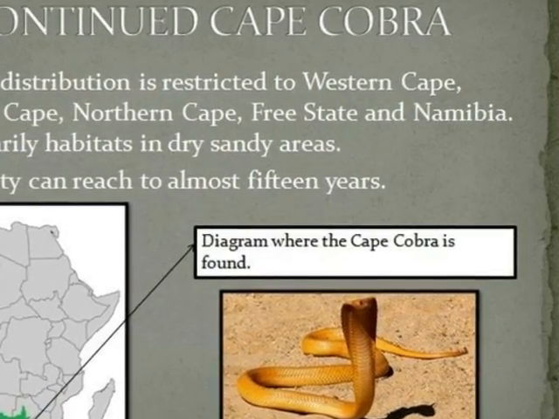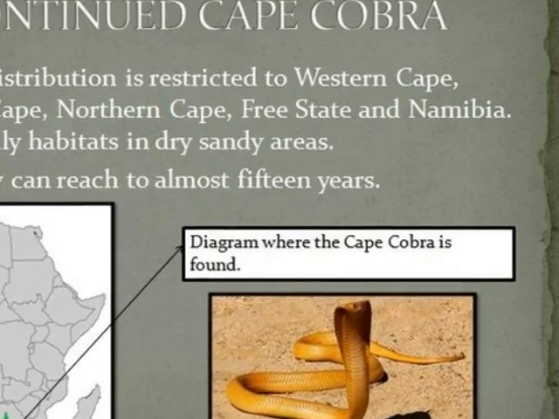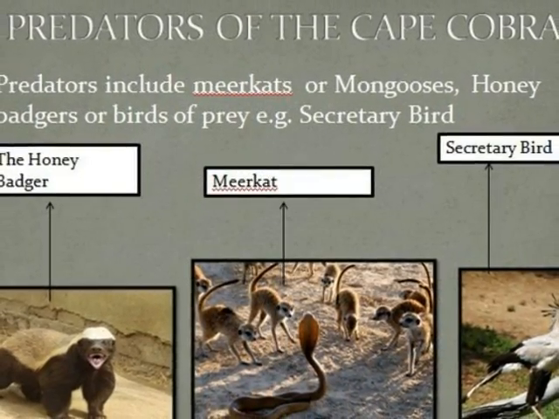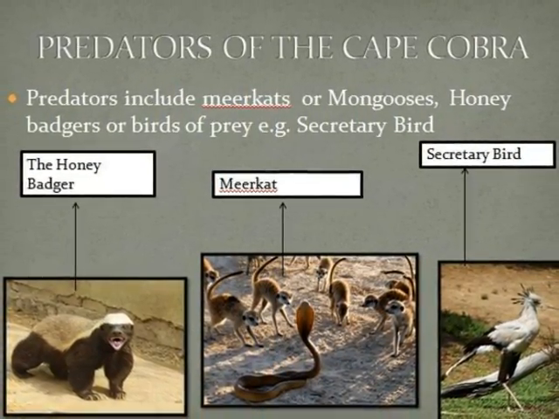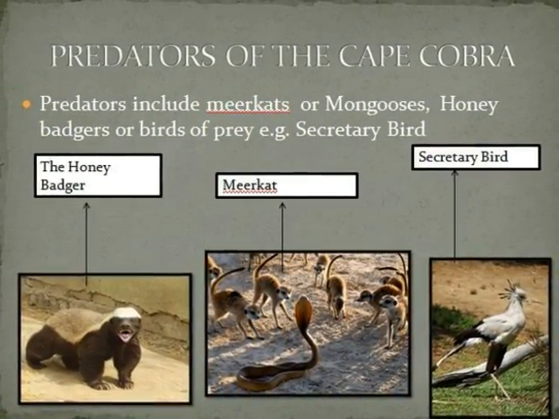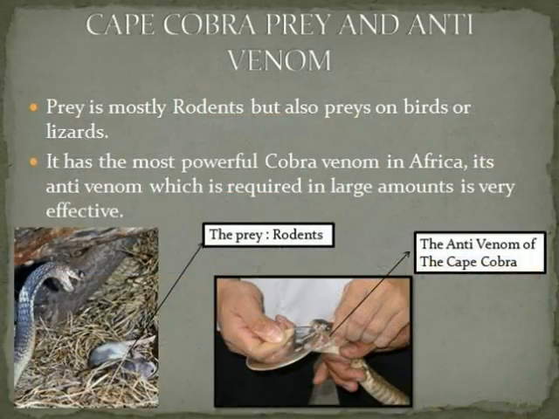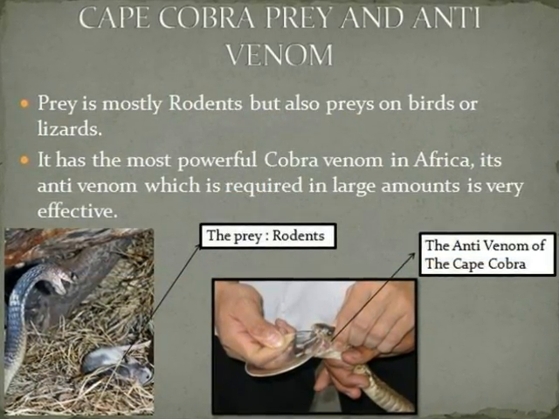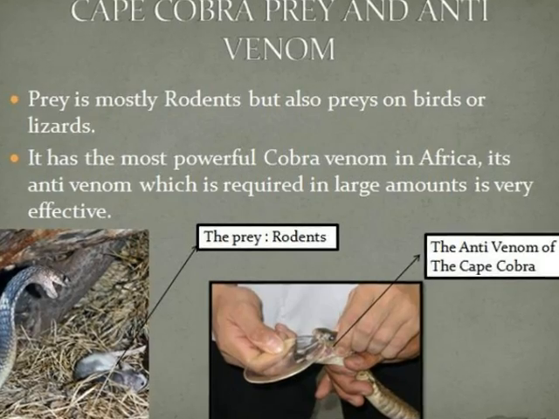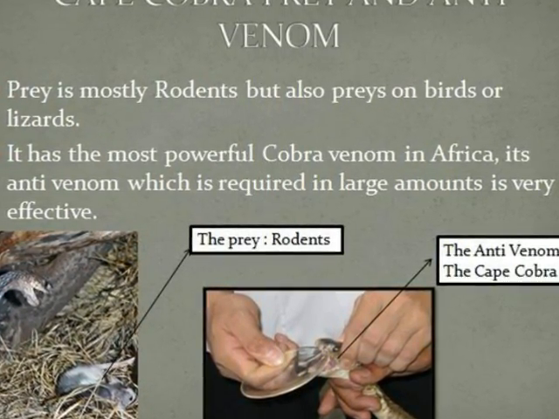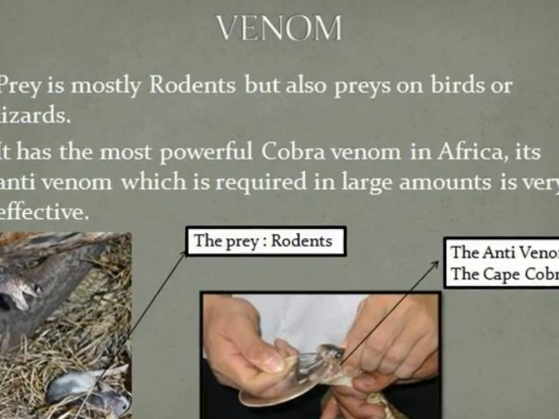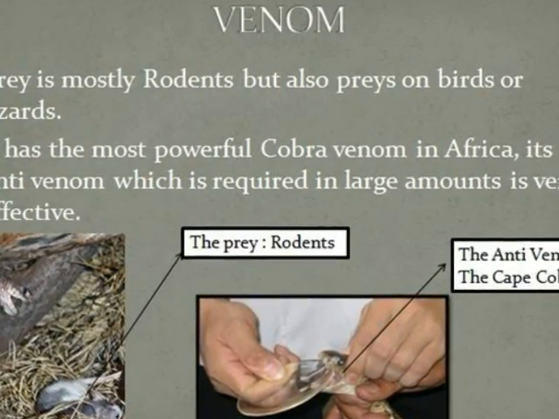The diagram on the left-hand side shows you where the Cape cobra is found in Africa. Predators of the Cape cobra include meerkats or mongooses, honey badgers, or birds of prey such as the secretary bird. The Cape cobra's prey is mostly rodents, but it also preys on birds or lizards. It has the most powerful cobra venom in Africa. Its antivenom, which is required in large amounts, is very effective.